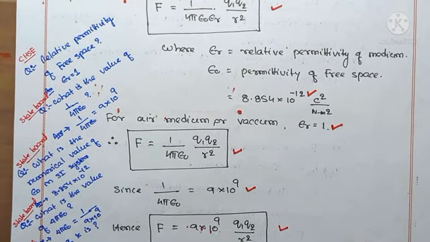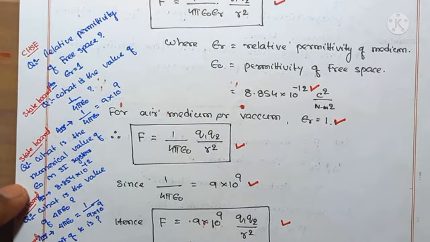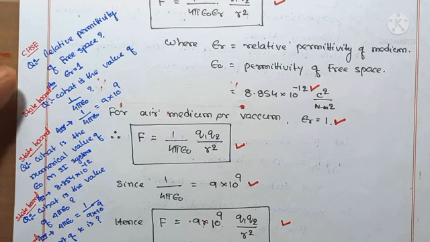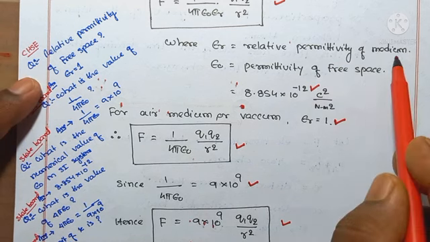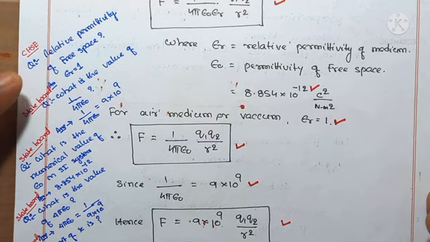Sometimes क्या होता है, some CHSE board or CBSE board are asking questions about the value of relative permittivity of free space. That means, what is the value of relative permittivity of the free space? What is the value of 1 by 4 pi epsilon 0? What is the numerical value of epsilon 0 in SI systems? Like that. Relative permittivity of free space or vacuum is always 1.